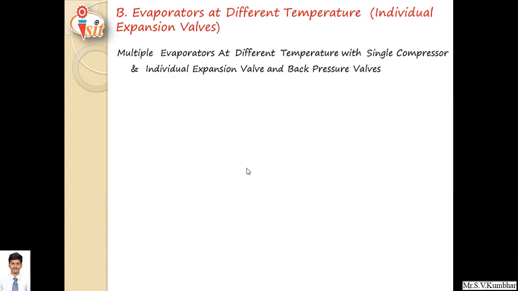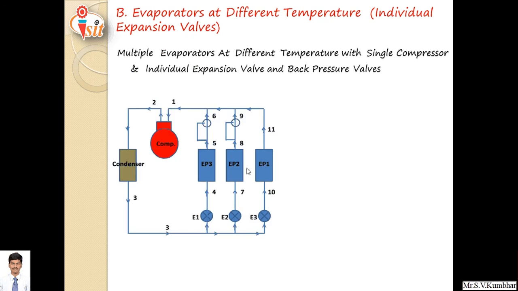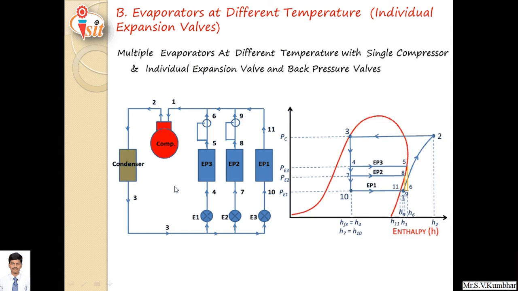Next, evaporators at different temperature provided with individual expansion valve. In the earlier case only one expansion valve was provided, but in this case there is a separate expansion valve for each and every evaporator. Therefore, different temperatures can be achieved in these three evaporators with a single compressor and single condenser. This is the p-h diagram for the given case. Here evaporator 1 will have the lowest temperature, after that evaporator 2 and 3 respectively.